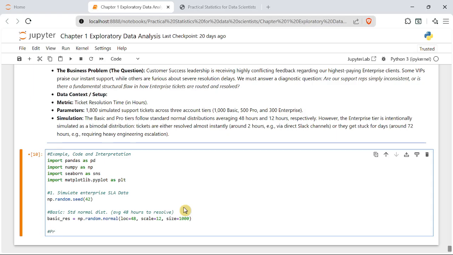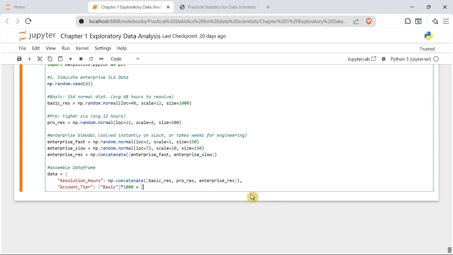Pro: tighter SLA, average 12 hours. Then the pro data into 500, plus the enterprise data into 300.